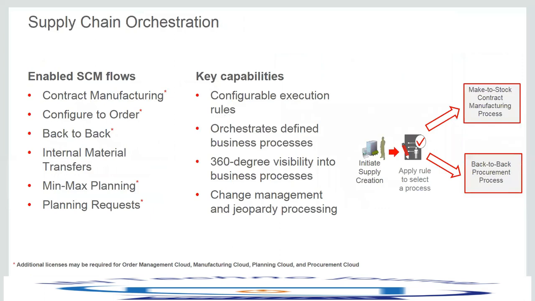So this diagram which you could see depicts the supply chain orchestration that automatically selects the correct process based on the user defined rules when a supply creation is initiated. As you could see, the contract manufacturing requires procurement and manufacturing. It might require order management if customer orders are to be shipped directly from the contract manufacturer.